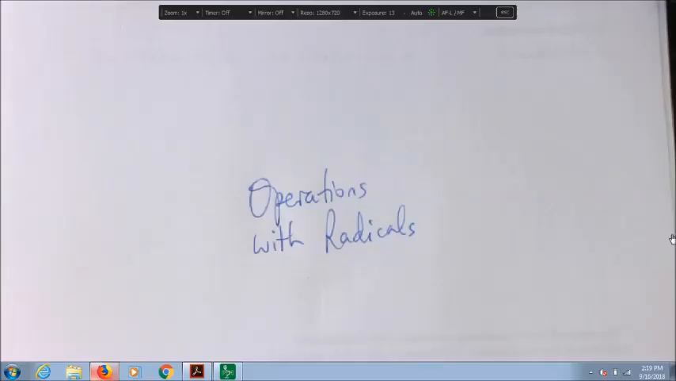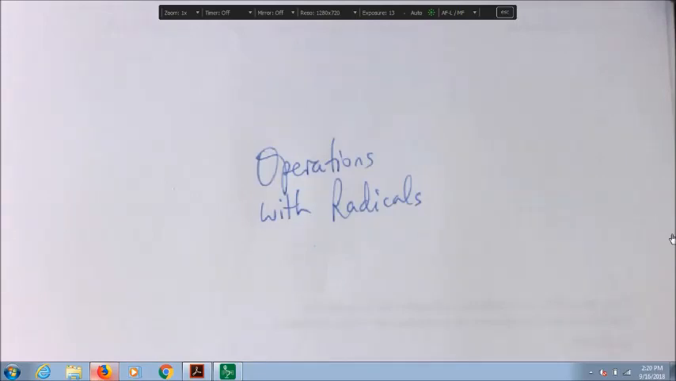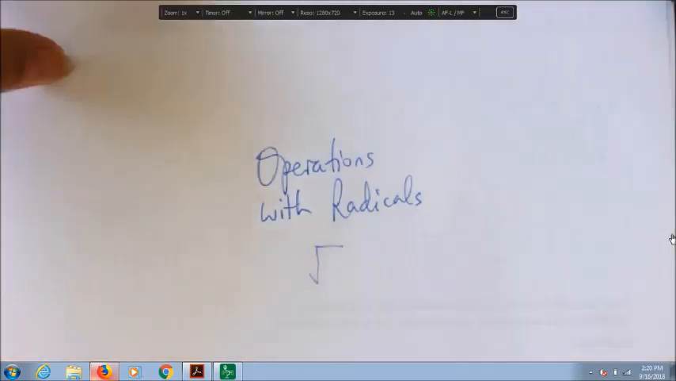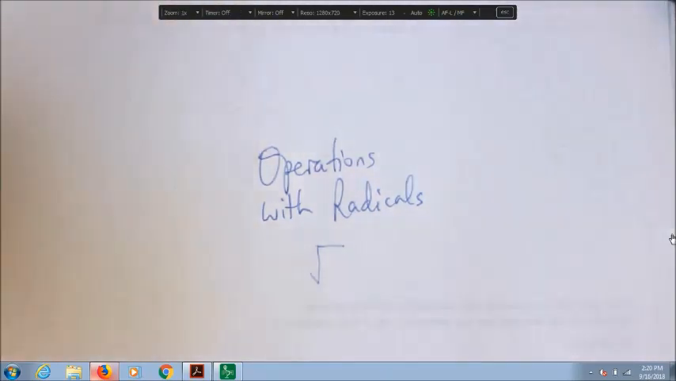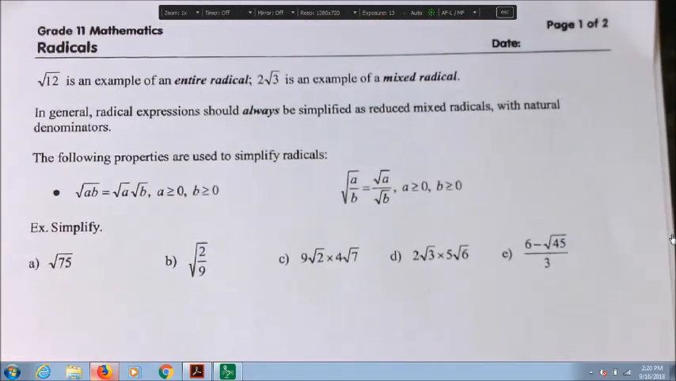Video lesson to show operations with radicals. Radicals have a square root sign in them, so that's how you're going to recognize them. Let's turn to our lesson page. There we are. So let's talk about what radicals are.